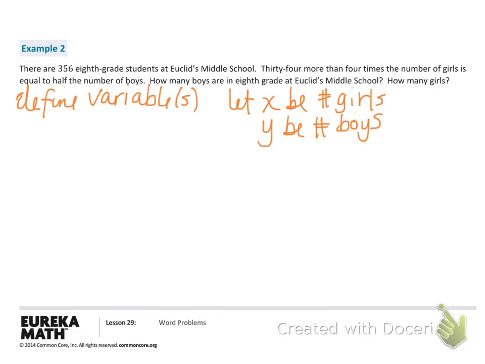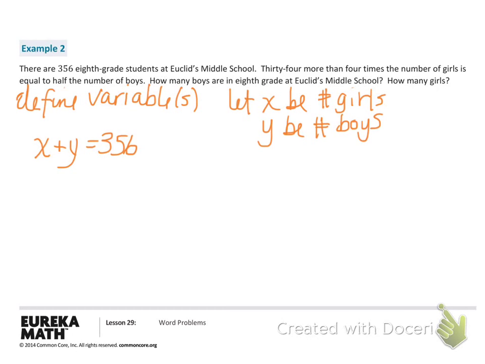Okay, so now that we have variables defined, we can begin to write down in mathematical sentences what we know. So one of the things we know, the first thing we know, is that there are a total of 356 8th grade students. So we know that the number of girls, X, plus the number of boys, Y, is equal to 356. So that's one of the things we know. But if that was all we knew, we wouldn't be able to tell how many were girls and how many boys. That kind of makes sense, right?